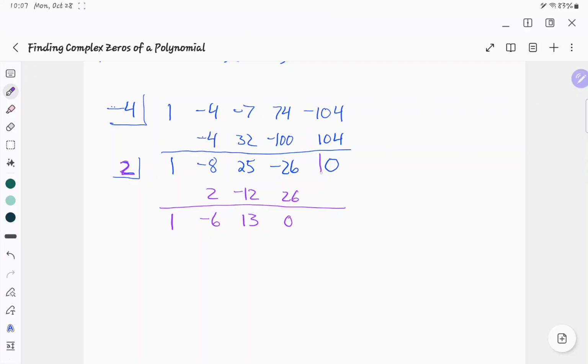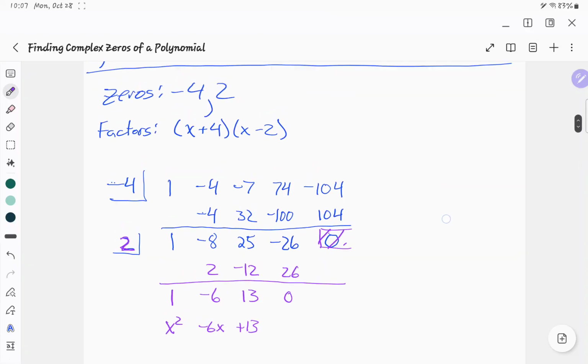Again, this part over here, that was the remainder, so we're not using that part anymore after this point. If I knew another 0, I could take that one out as well, and be left with the last factor, but these are the only 2 I know. So for right now, this is an x squared minus 6x plus 13. And I'll go ahead and write that up here.